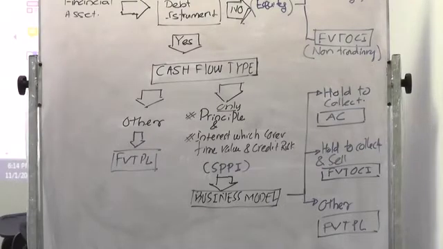Further, if the cash flow type is not only SPPI, those instruments are also measured at fair value through P&L. Clear? This is the important technical area you need to keep in mind. Now everything has been explained in the standard. Now please take paragraph 4.